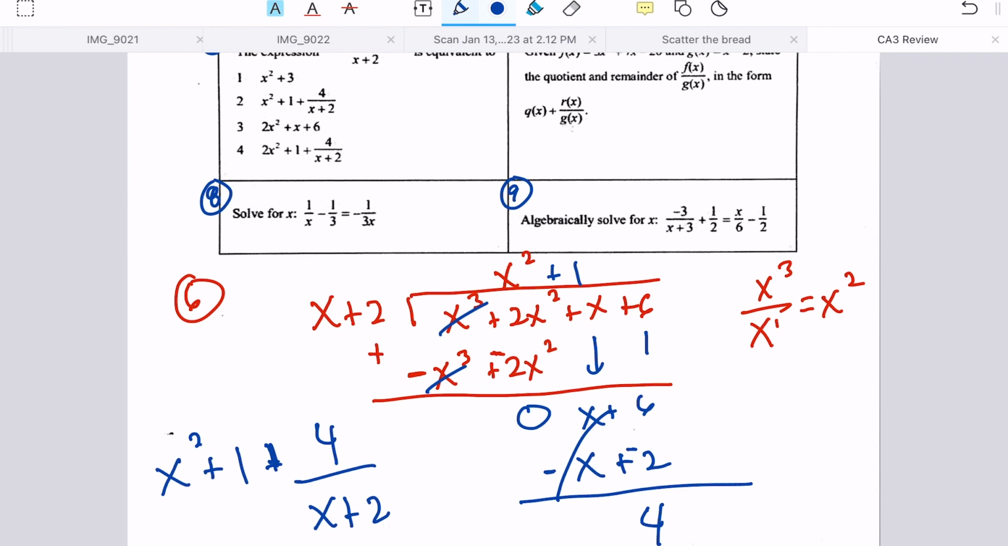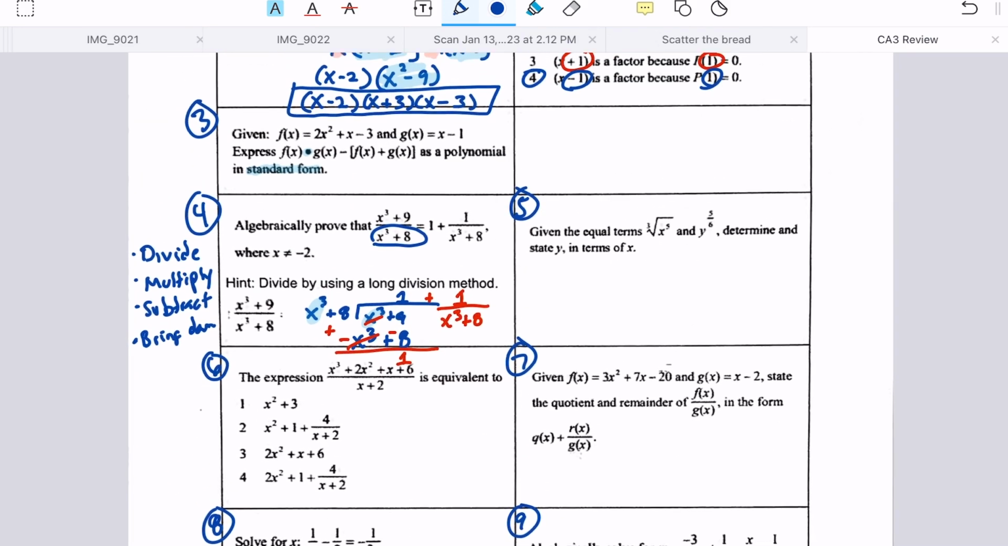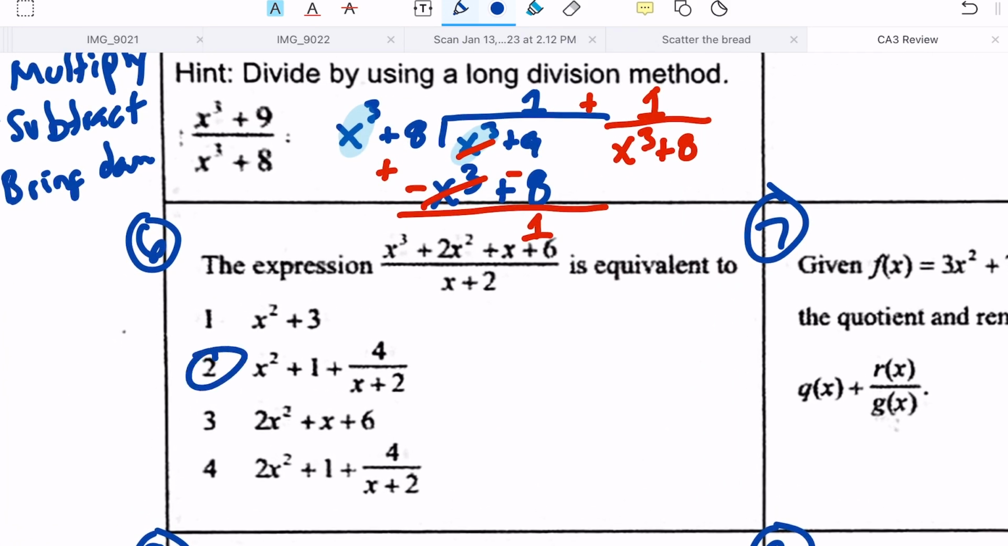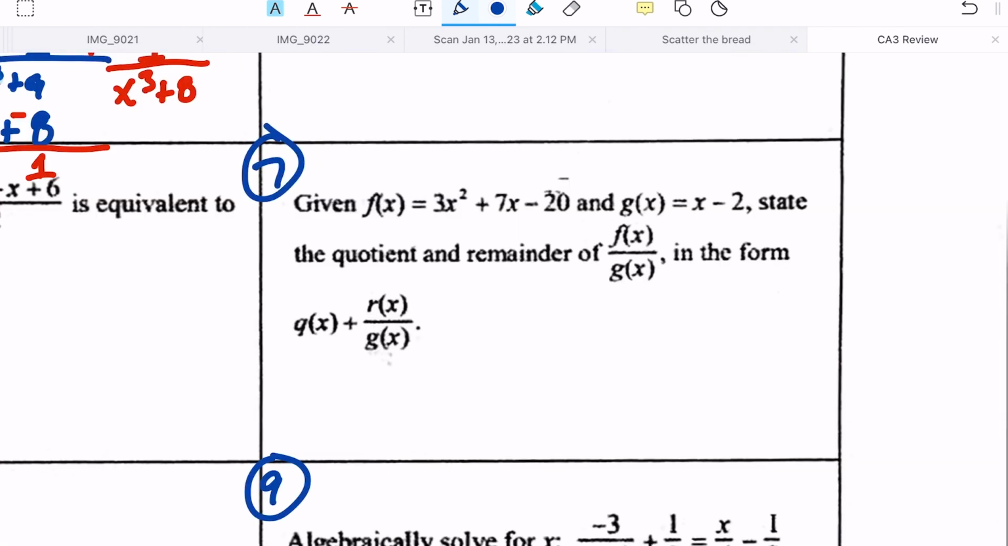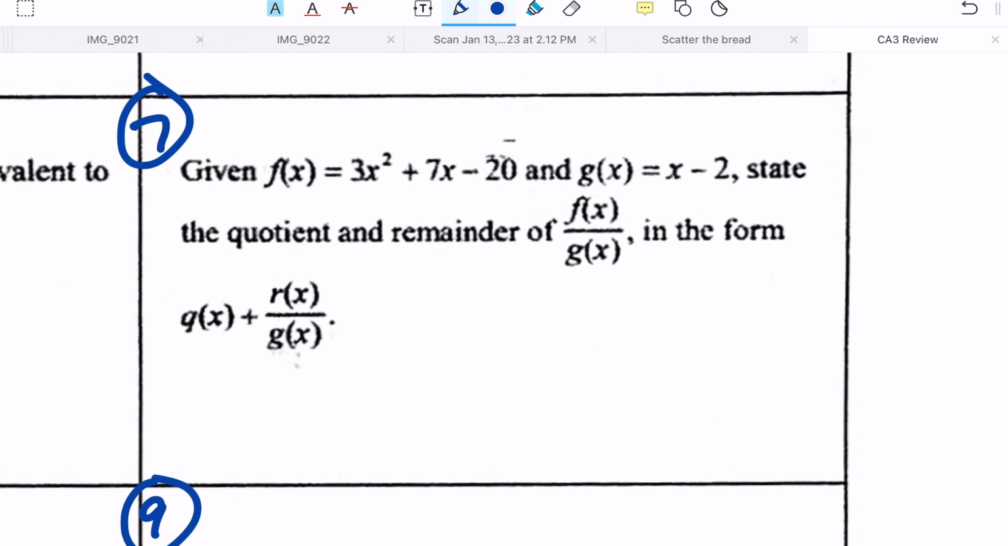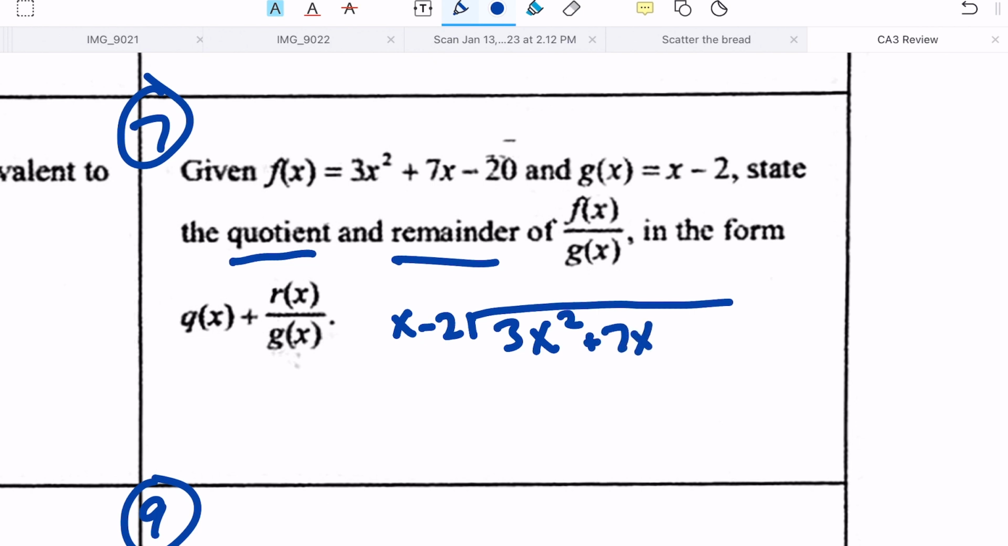So if we look back at our answers, it's going to be 2. Guys, so 3x squared plus 7x minus 20 and g of x is x minus 2. So it says state the quotient and remainder. Obviously they want us to divide, long division. So we're going to do x minus 2 into 3x squared plus 7x minus 20.